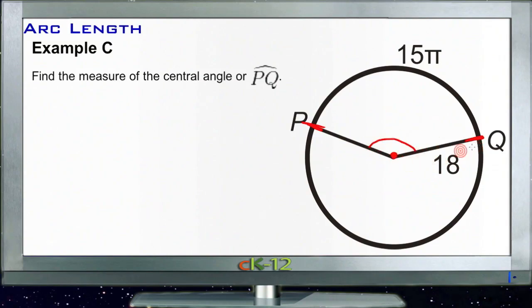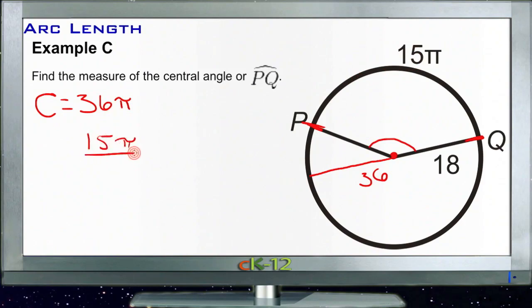We got 18 as our radius, which means our diameter is going to be 36. So then the circumference of the circle is going to be 36 pi, and the portion we have is 15 pi. So we have 15 pi out of the 36 pi that represents the entire circle. So we have 15 36ths, and I don't think that's going to, oh, it does, it divides by 3, right? So we got 5 twelfths. So we have 5 twelfths of the whole circle.